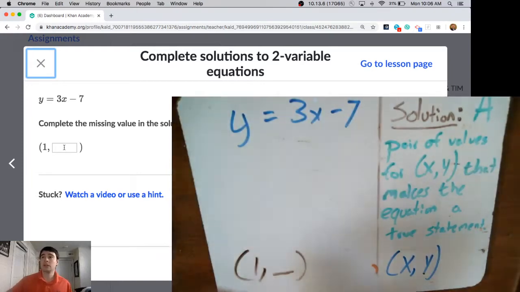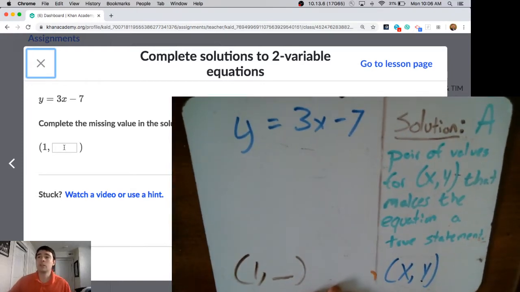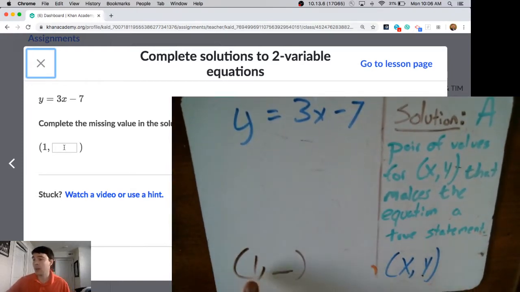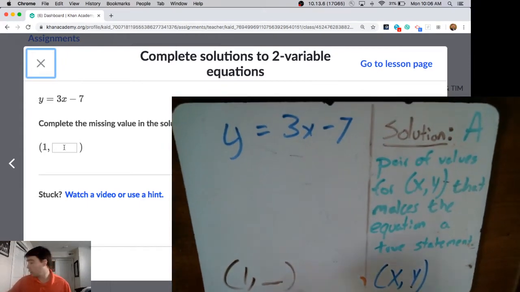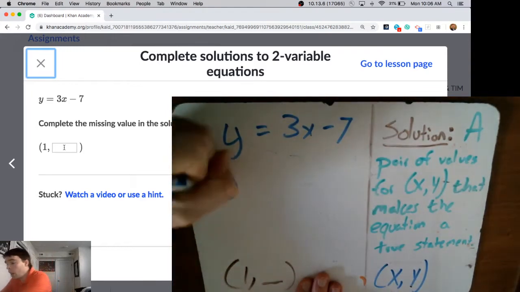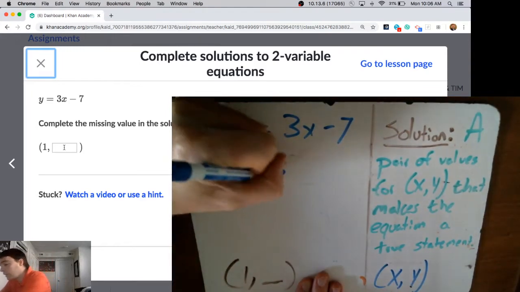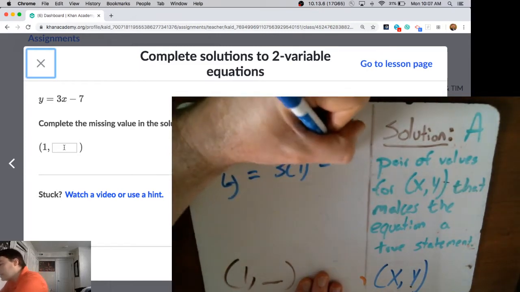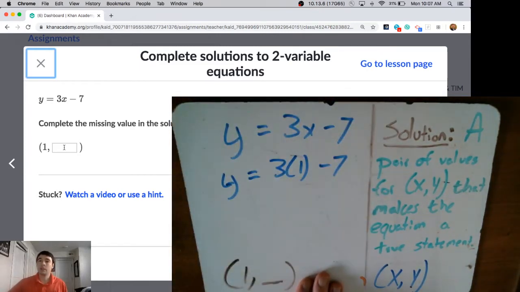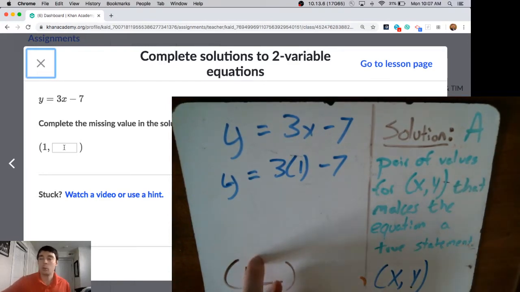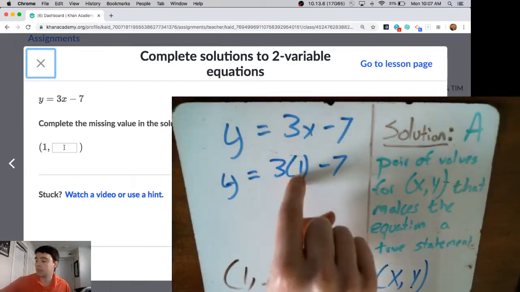So what they're telling us here, really, they're saying find the solution to this equation when the x is equal to 1. They're saying if x is equal to 1, what value for y would we need in this equation? So to find that, I'm going to go ahead and replace the x with 1 in this equation. y equals 3 times 1 minus 7. So all I did here, they gave me half of the solution. They told me x had to be 1. They said, what could the y be? So I replaced the x with 1 in my equation.